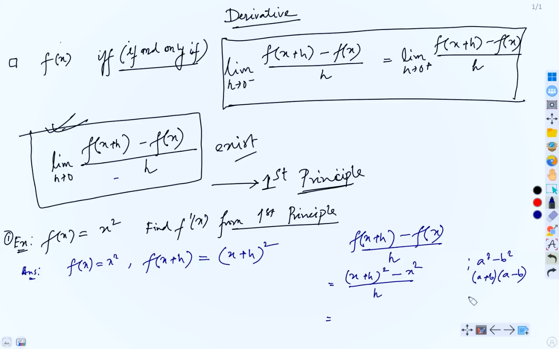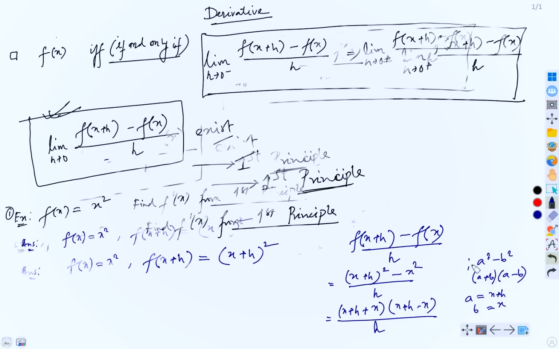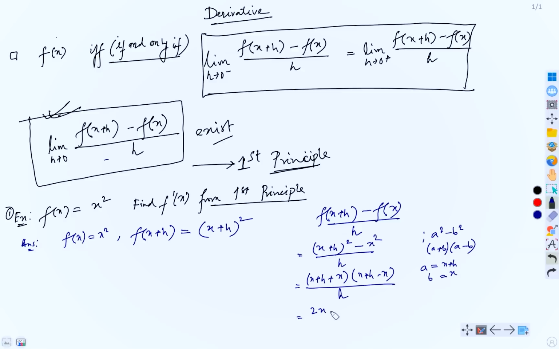So here our a is x plus h and b is x, right? So a plus b is x plus h plus x, and a minus b is x plus h minus x, upon h, right? So this equals (2x plus h) times h upon h. h and h will get cancelled out because h is not equal to 0, right? h is close to 0 but not equal to 0. Therefore, this gives us 2x plus h, okay?